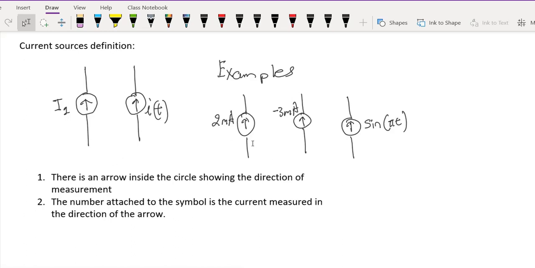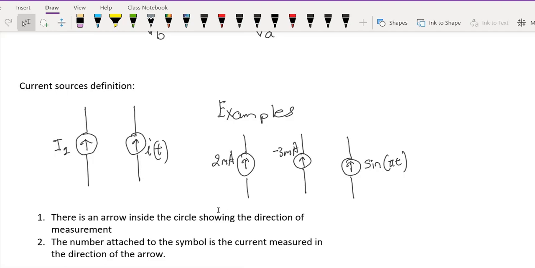So here are some examples. Here's a current source. The arrow means the current is being measured from bottom to top. So here this means 2 milliamps is flowing from bottom to top. And in this example, minus 3 milliamps is flowing from bottom to top, but that means plus 3 milliamps is flowing from top to bottom.